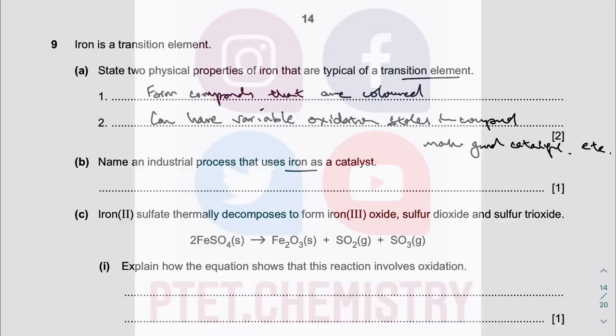Iron is used as a catalyst in the Haber process. They do not want you to describe the process. They want you to name it, because it's part of a case study. But it's actually to make ammonia. So the Haber process makes ammonia.